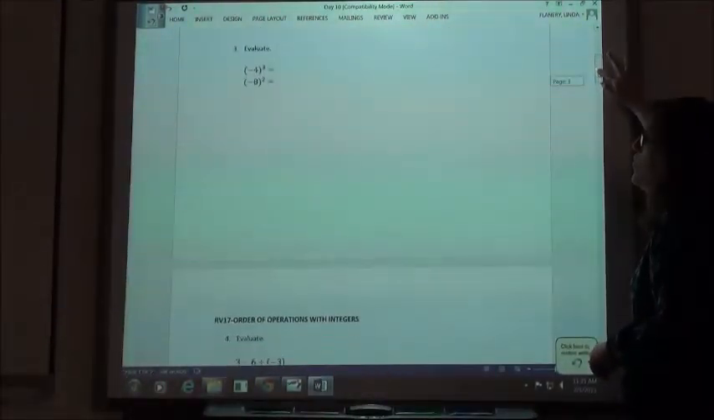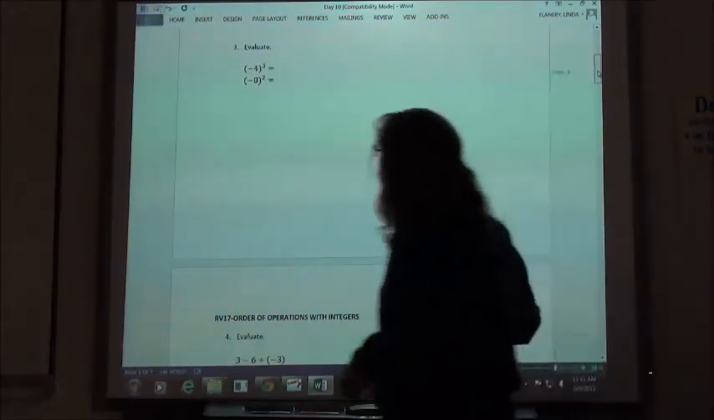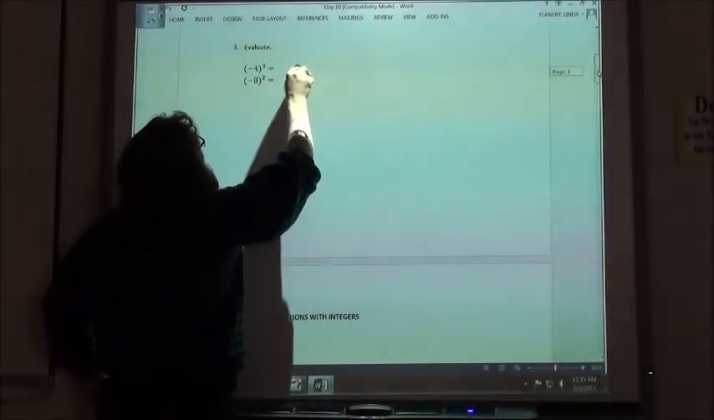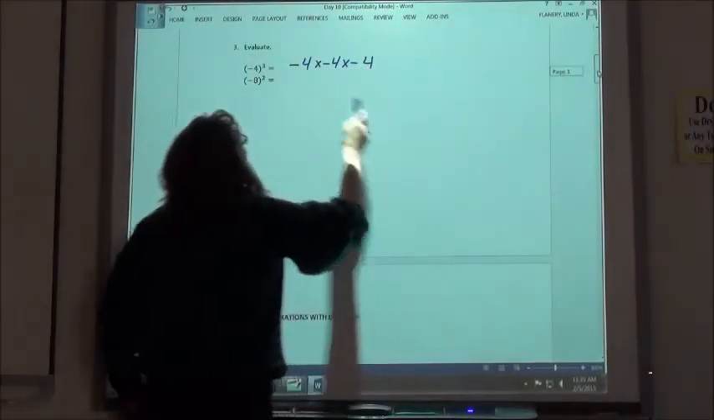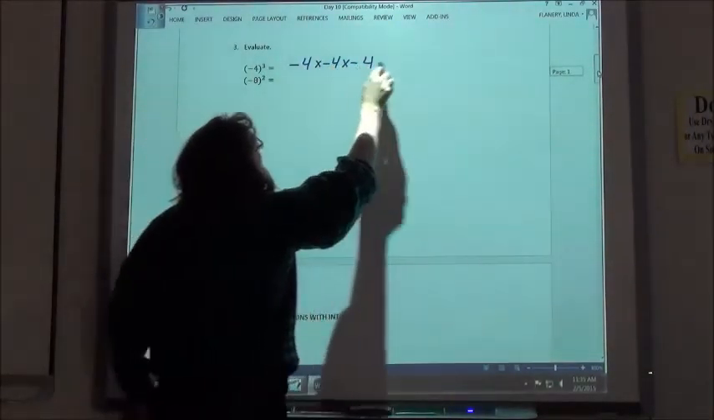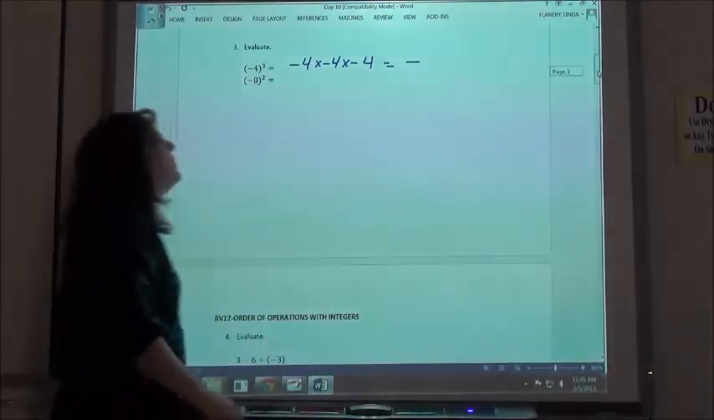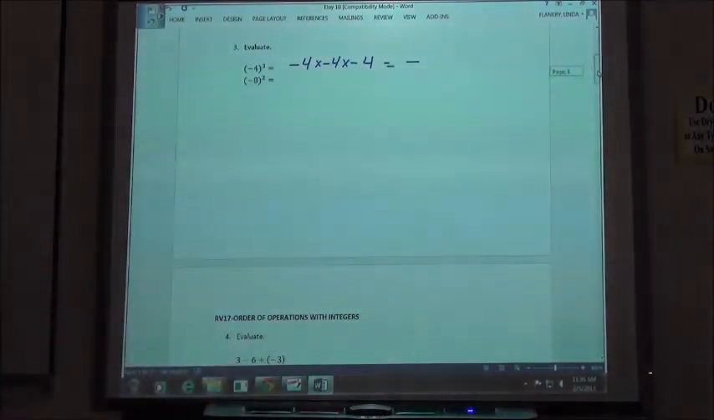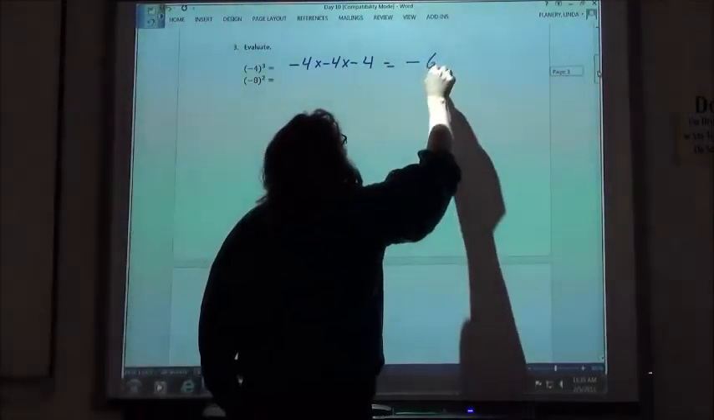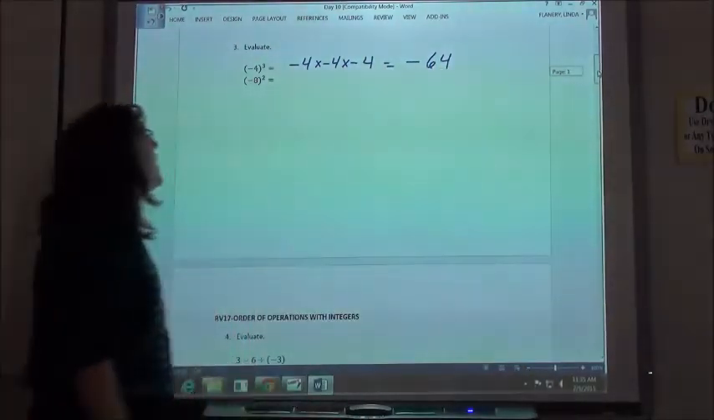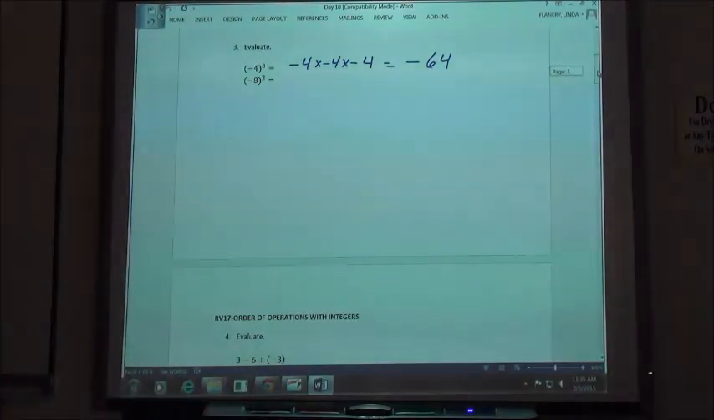Whoops. Third one there. Negative 4 to the third power. Negative 4 times negative 4 times negative 4. I've got 1, 2, 3 negatives. I know my answer is going to be negative. So 4 times 4 is 16. 16 times 4 is 64. So negative 64 would be my answer.